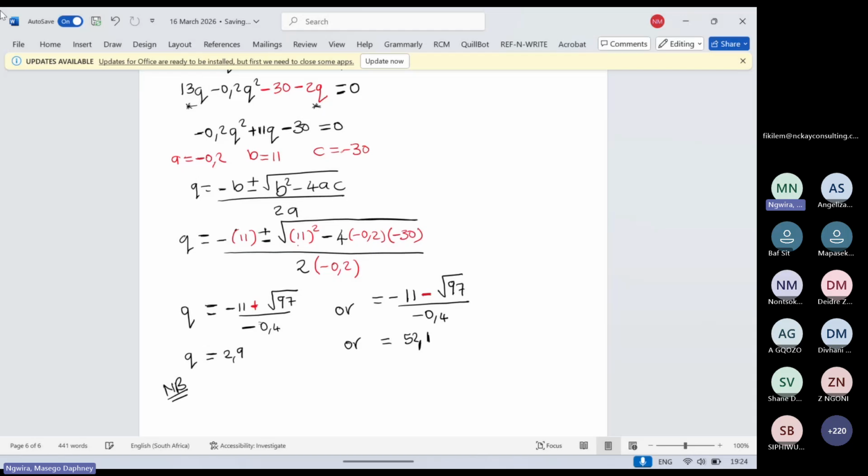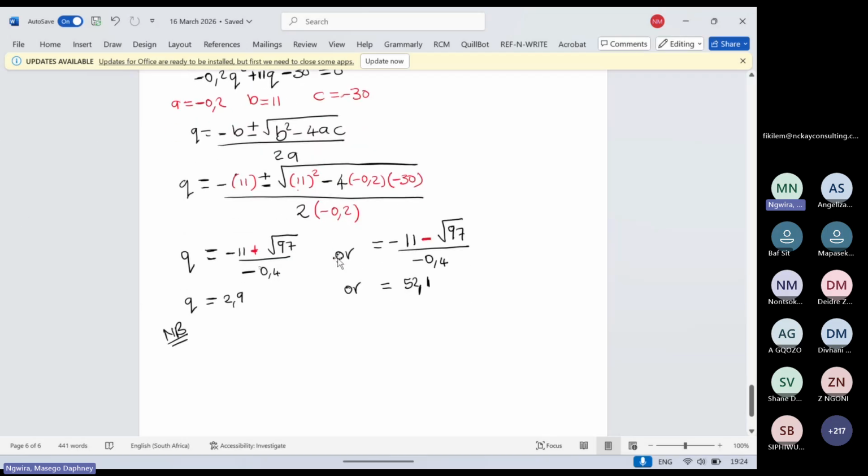13 times 2.9, and then minus 0.2 times 2.9 squared. Okay, I get 36. I hope it's the same. Here I looked for Q only. I think your study guide looks for Q only, but you can also look for P, or TR. So you're going to use one of these two. We should get the same answer.